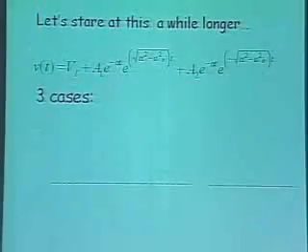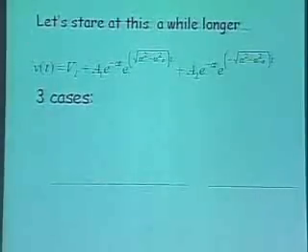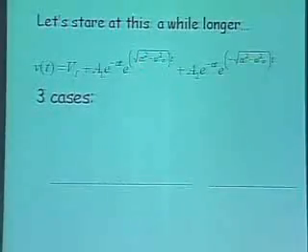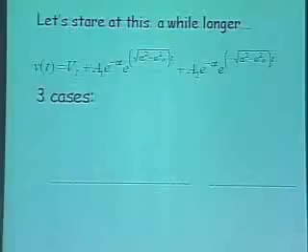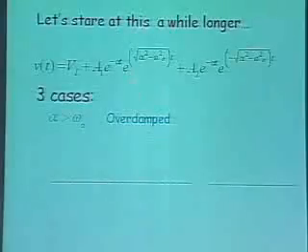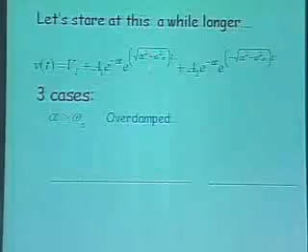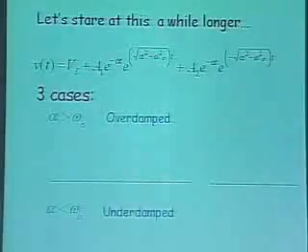Okay? There are three cases to consider depending on the relative values of alpha and omega naught. If alpha is greater than omega naught, then I get a real quantity here. So the square root of a positive number gives me a real number, and that number will add up to the minus alpha. Oh, I'm sorry, let me just do it a little differently.